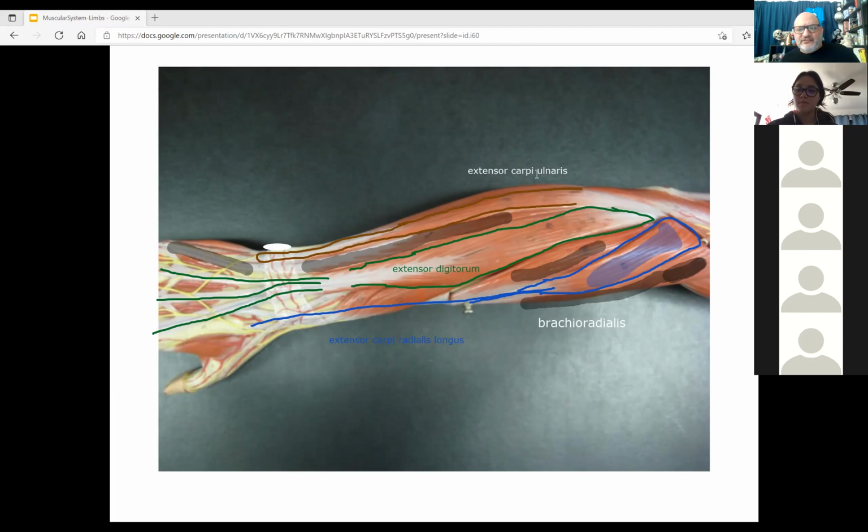While we're here, let's talk about their actions. How many actions does the extensor carpi radialis longus have? Two. And notice its name tells you everything about it. What are the two actions? Extend and adduct.